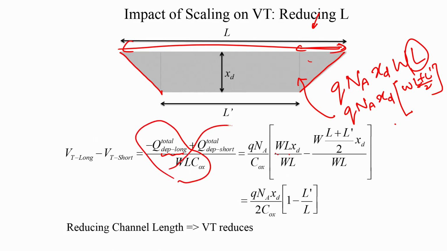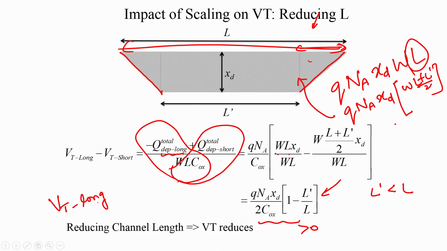and Q total depletion in the short channel device divided by the total gate capacitance is given by this term. So, essentially this reduces to an expression of this kind, and if L dash is less than L, this term is greater than 0, which means the Vt of the long channel device is greater than the Vt of the short channel device, or in other words, if you reduce the channel length, the Vt reduces.